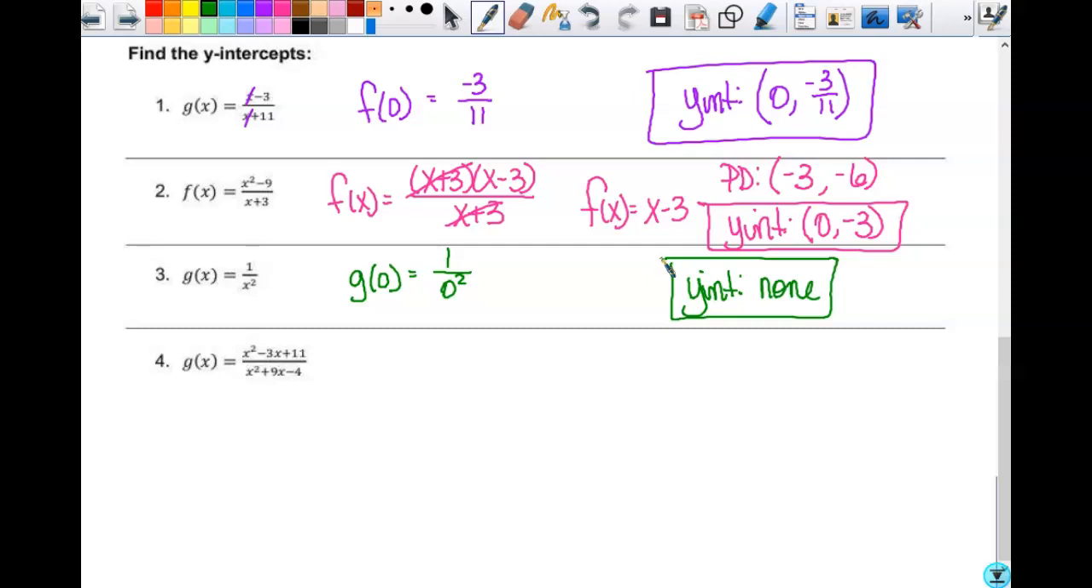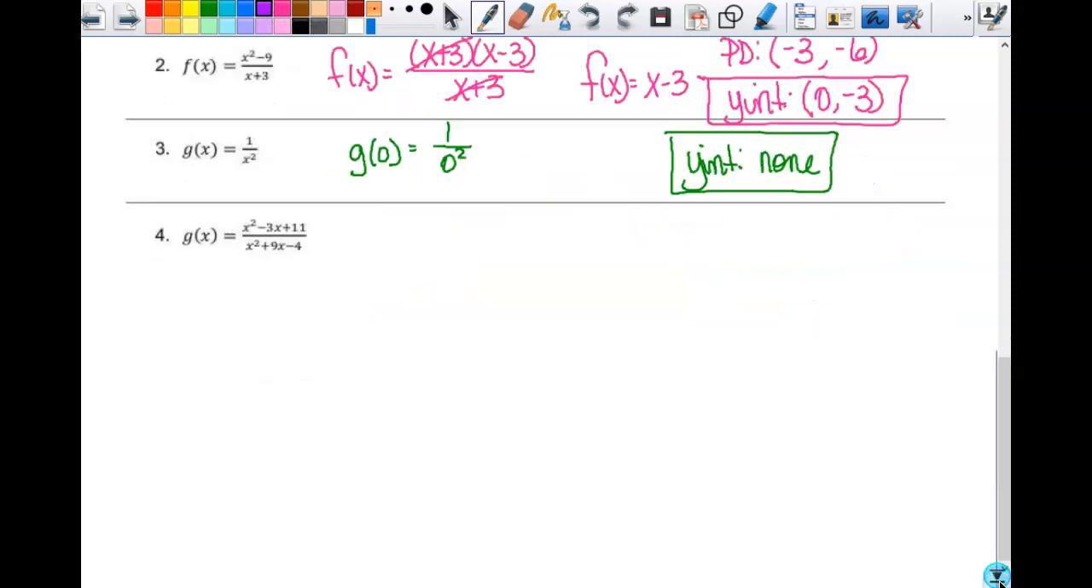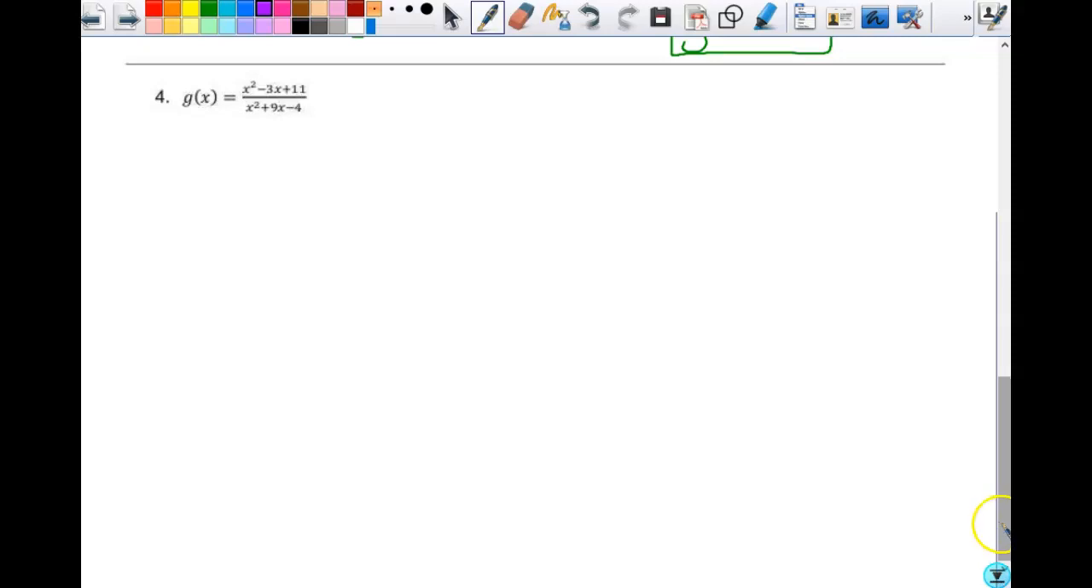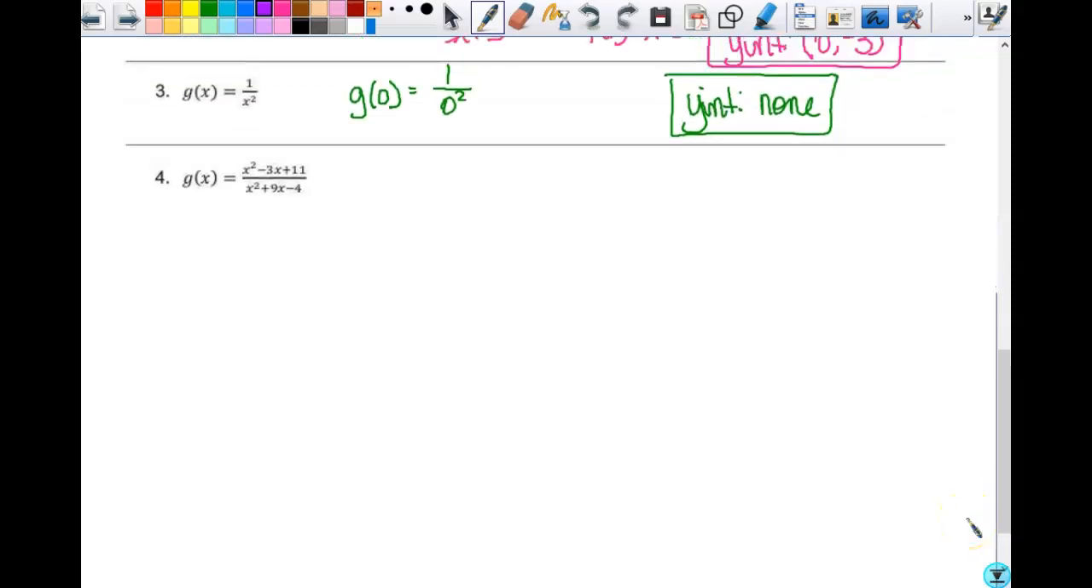All right, then last one. So we need to try and factor to see if we can cancel out any point discontinuities we might have. And if I look at the numerator here, I would need two numbers that multiply to give me 11. My only options there are 1 and 11. And they'd have to combine to give me 3. That does not exist. So that means that I cannot factor the numerator. If I can't factor the numerator, don't even care if I can factor the denominator, because I won't have anything I can reduce. So then I just need to find g of 0.